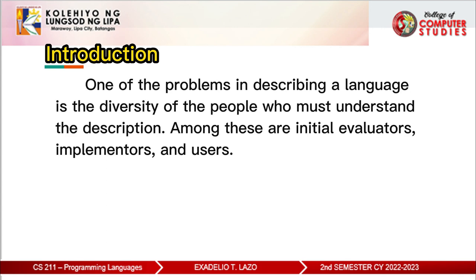One of the problems in describing a language is the diversity of the people who must understand the description. Among these are initial evaluators, implementers, and users. Most new programming languages are subjected to a period of scrutiny by potential users, often people within the organization that employs the language's designer, before their designs are completed. These are the initial evaluators. The success of this feedback cycle depends heavily on the clarity of the description.